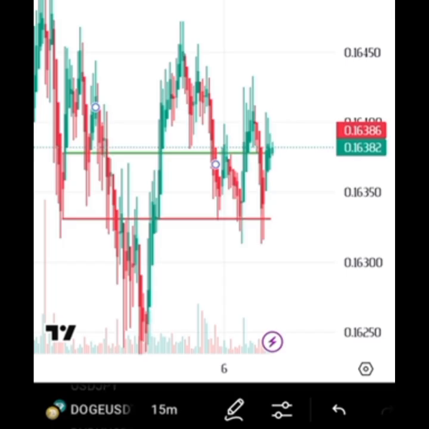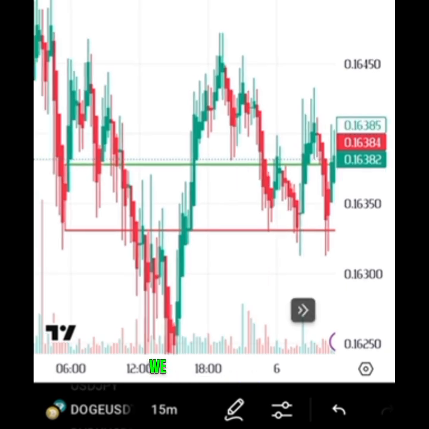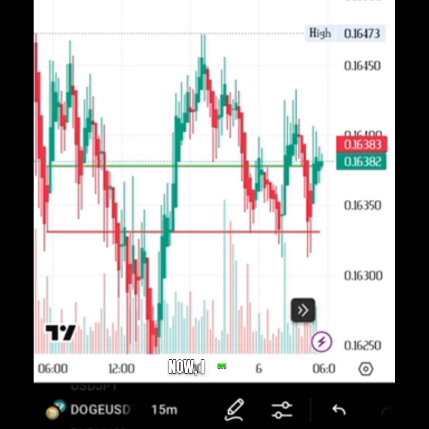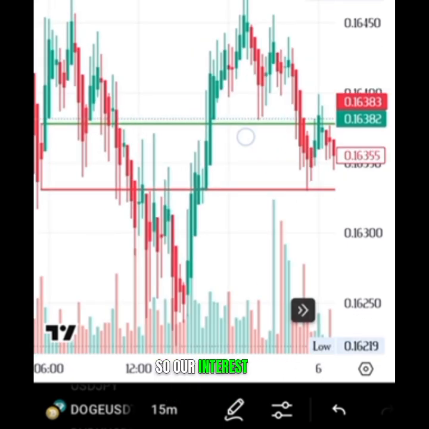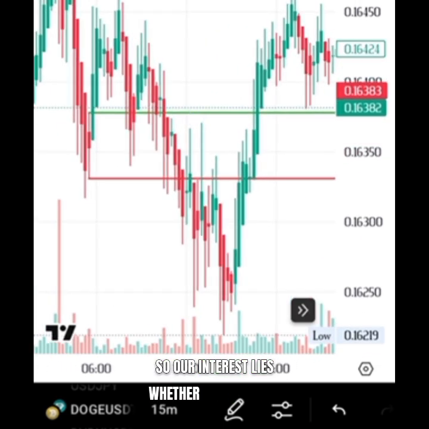So what we are looking for here is whether it breaks out from the green line or the red line. That's when we'll be interested. If it's inside this box, we are not interested in any trade at that point. I hope you understand me. Our interest lies in whether it breaks the green or the red.